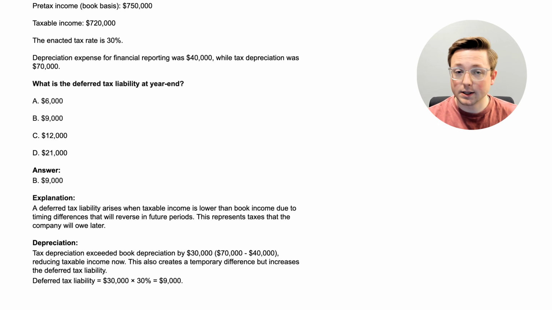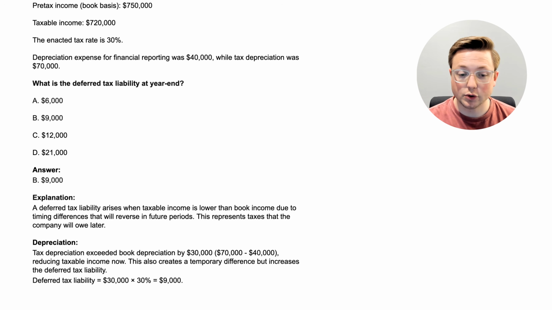This is a simpler question because, again, we've learned how to do this up to this point. So at the beginning of this video, you might have had zero idea how to calculate this, or you might not have really known what to do. But now this is a pretty easy question. A deferred tax liability arises when taxable income is lower than book income due to timing differences that will reverse in future periods. This represents taxes that the company will owe later.